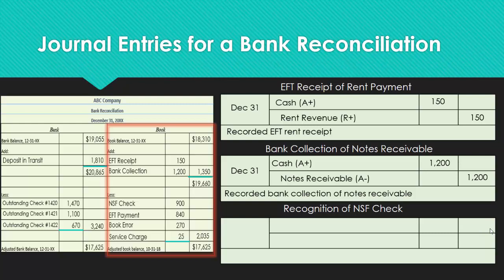Well, let's go through and sort out all of the different things that we have on here, starting with our NSF check. So how are we going to recognize an NSF check? At some point, someone wrote us a check to pay off a receivable that they owed us, and we assumed that it was good, so we put the cash on our books, and we got rid of their receivable. Well, guess what? The check was no good, which means they still owe us money, which means we have to put that receivable back on the books. So we're going to debit accounts receivable for $900, and we're going to credit cash for $900 because we never actually got that $900. We recorded our NSF check.